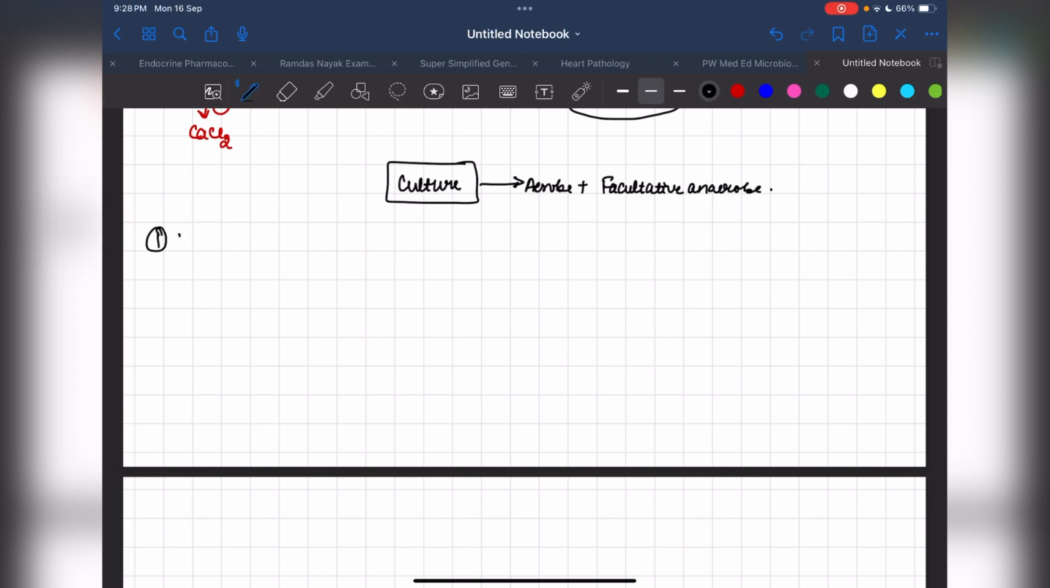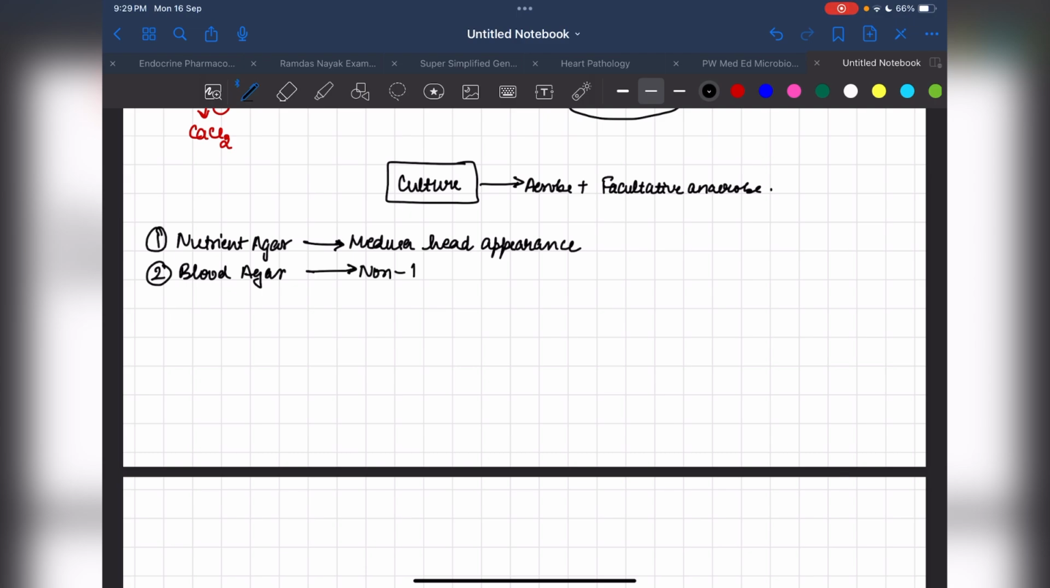Under nutrient agar, it will show medusa head appearance. You got to go to Google and see the picture of medusa head. It's a very characteristic appearance of medusa head, looks like snakes. Secondly, on blood agar, it is non-hemolytic.